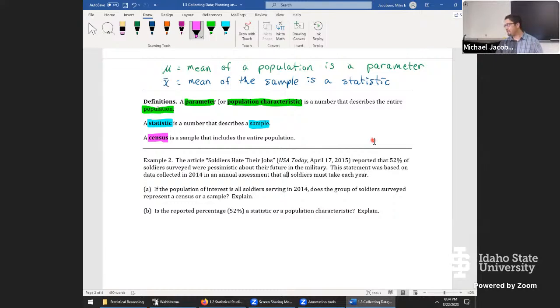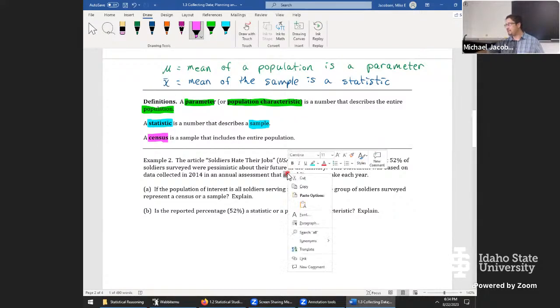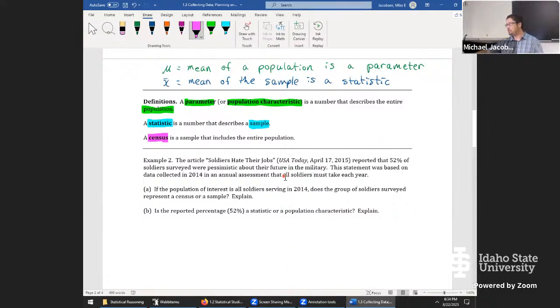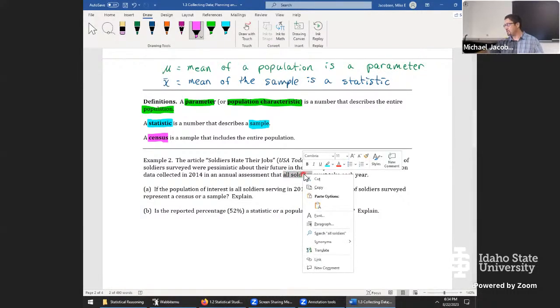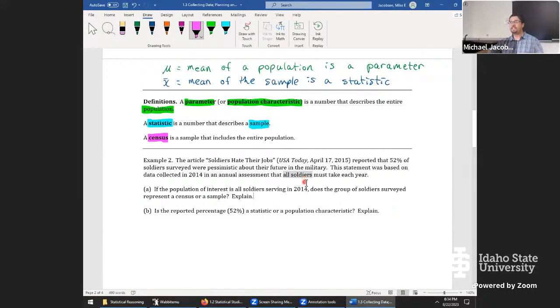Some of these words are more important than others. I would say that's probably the most important word right there. All soldiers took this assessment. So let's just highlight that. I'll highlight these things in gray to say, I don't know how important they are yet, but they seem important, so we'll focus on them.